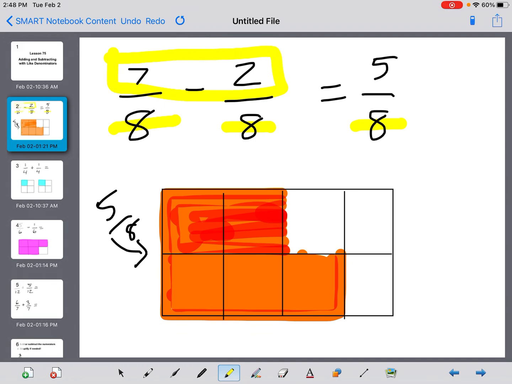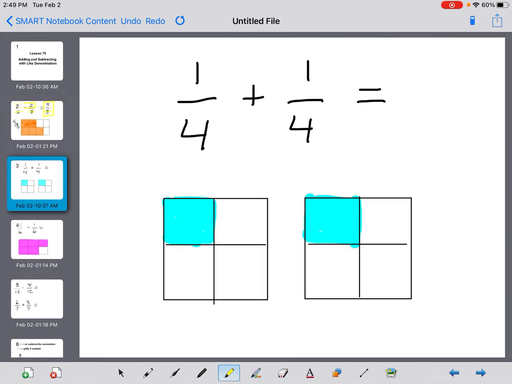So really what you have to pay attention to when your denominator is the same is the top numbers, and all you have to do is the simple addition or subtraction at the top. So all you have to do is 7 minus 2, and then you come to your answer of 5/8. Let's do a few more examples.